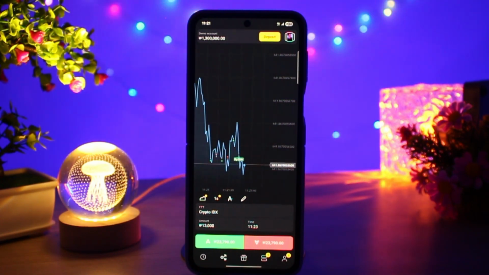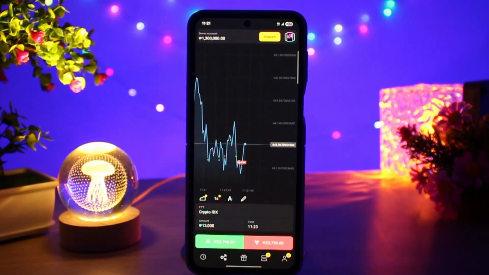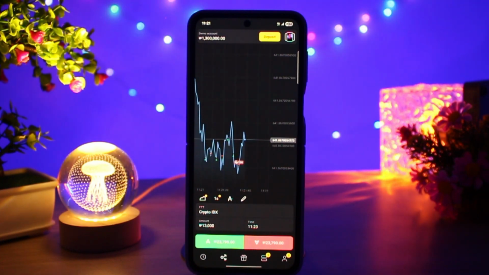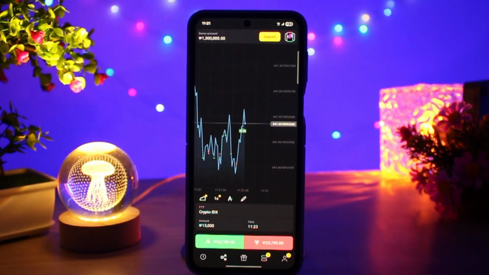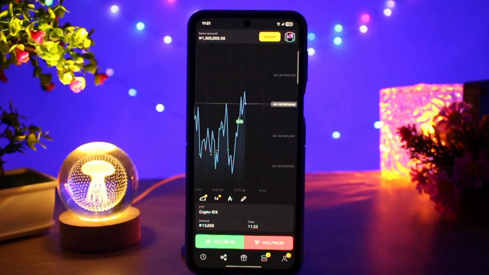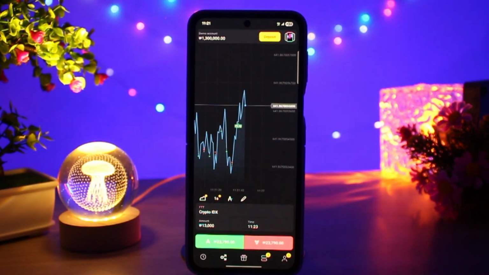The next is to keep up with market news. Global events can impact asset prices. Stay informed to avoid surprises, and then avoid overtrading and start small with a small amount to reduce risks and increase size as your confidence and skill grow.